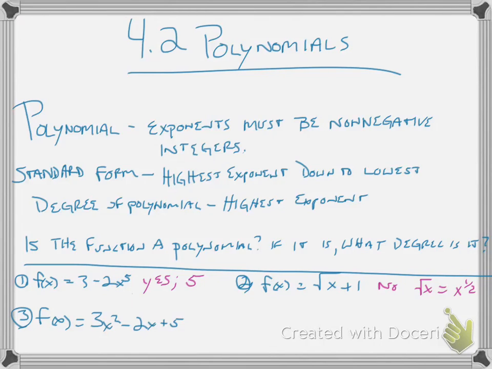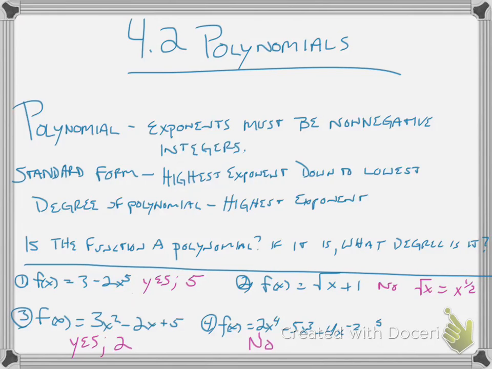For number 3, this one is a polynomial. It's degree 2. The highest degree is 2. Number 4, because of this exponent of negative 2, it's not a polynomial.